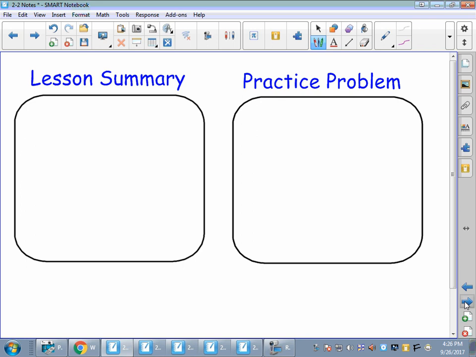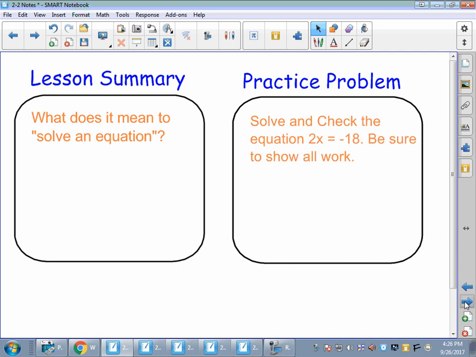So the lesson summary. What does it mean to solve an equation? And solve and check the equation. Be sure to show all your work. I'm going to be looking for the entire formal solving and the checking process. Good luck.